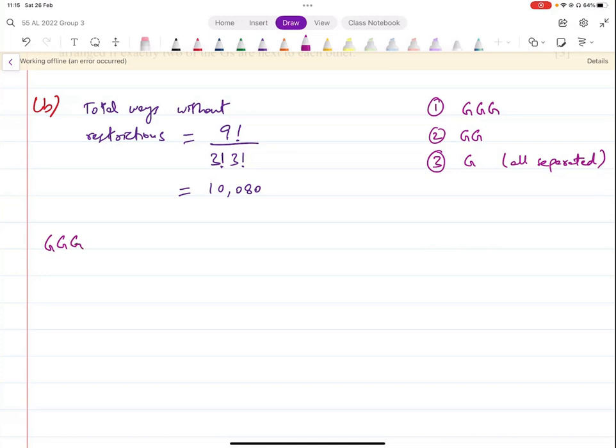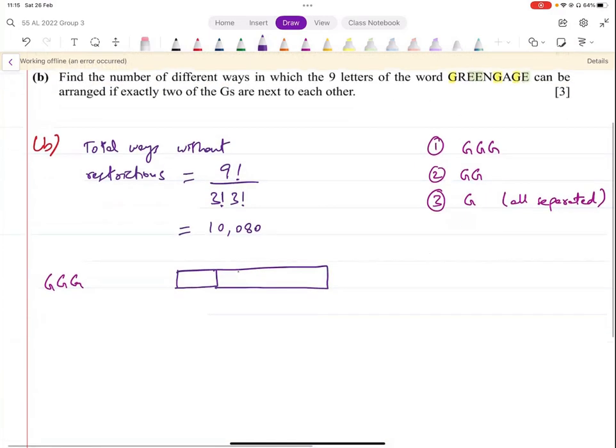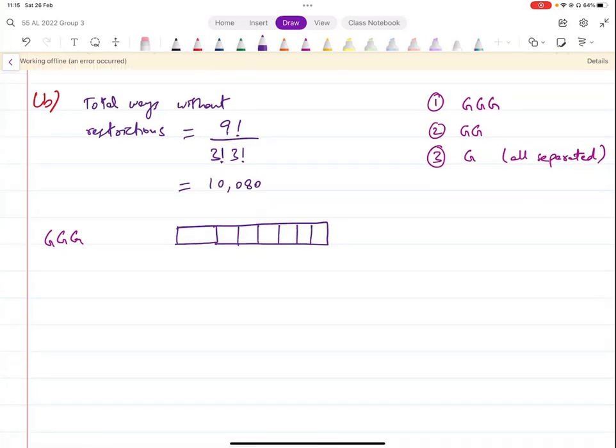If we want all G's to be together, iska matlab kya hai? They are coming in one semi box. And then how many other boxes do we have? We've got six other boxes, because one, two, three, four, five, six. There are six other boxes. So how many ways do we have for this? We've got seven factorial. That's for the total boxes.